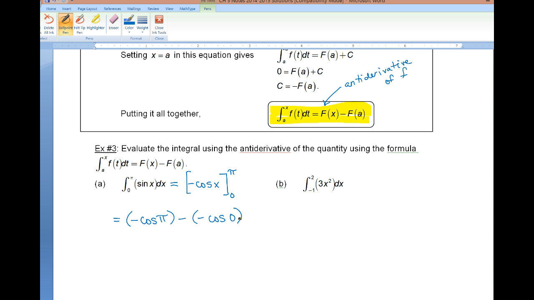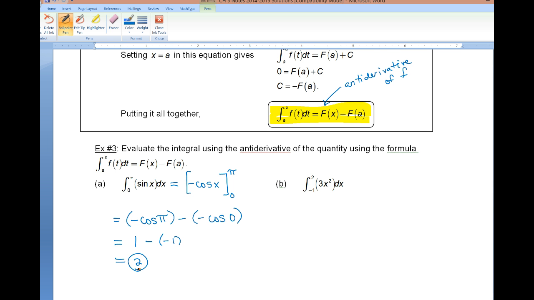Okay, cosine of pi. Think of our unit circle, right here is 0, and here is pi. So cosine of pi is -1. If it's the opposite of -1, it's going to be 1, minus, and then cosine of 0, but it's minus -1, so it'll be plus 1. Good. So it'll be 2. What does that mean? That means the area under the sine curve from 0 to pi is equal to 2.